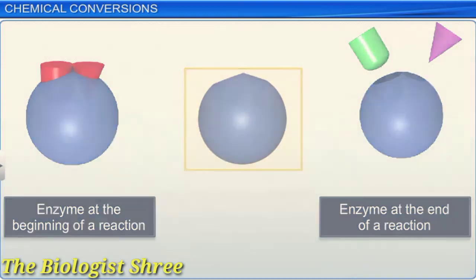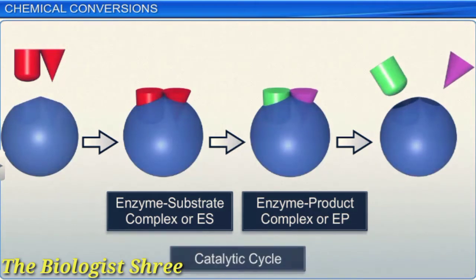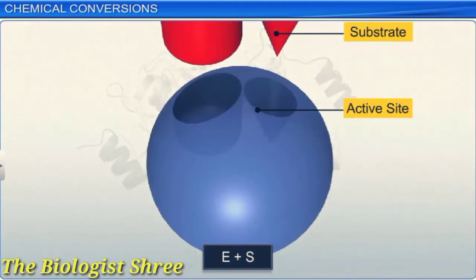The multi-step reaction mechanism involving enzymes as catalysts is called the catalytic cycle. We shall now study the steps in this cycle. First, the substrate S binds to the active site of the enzyme and fits itself inside a given cleft or pocket.